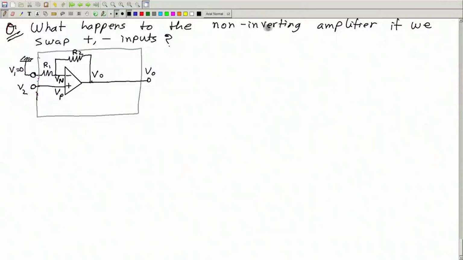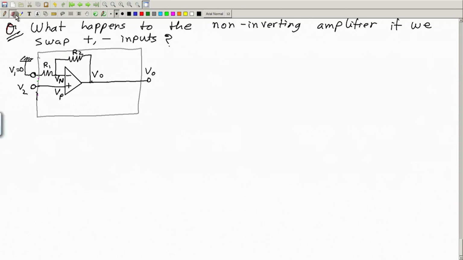Welcome again. In the last class we have seen what happens if we swap the plus minus inputs in an inverting amplifier. We can ask also the same question: what happens if we swap the plus minus inputs in a non-inverting amplifier? So this is the correct non-inverting amplifier.